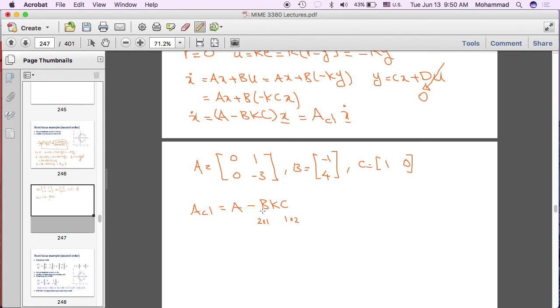And K is a scalar. K is the controller gain. So if you multiply a 2 by 1 by a 1 by 2, it becomes 2 by 2, so you can subtract this from a 2 by 2 matrix. Let's go ahead and calculate B times C first.